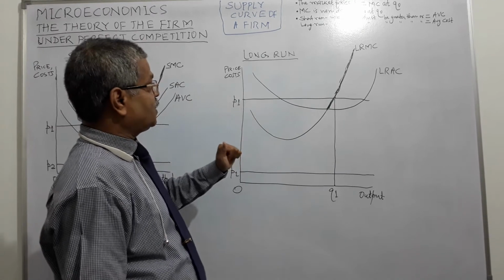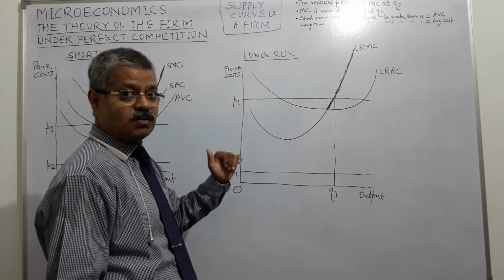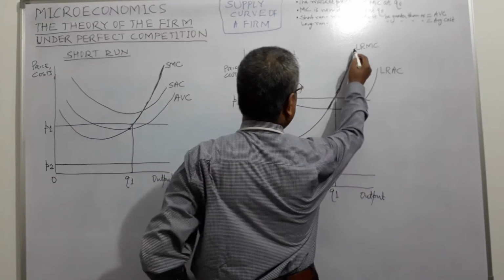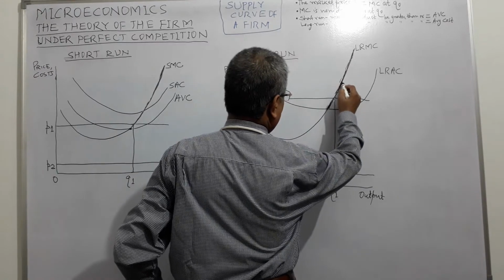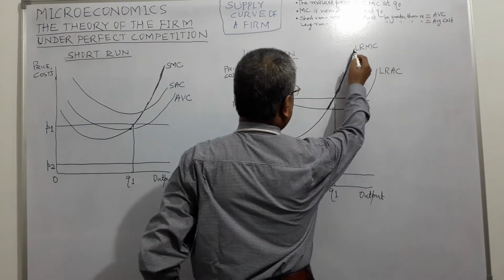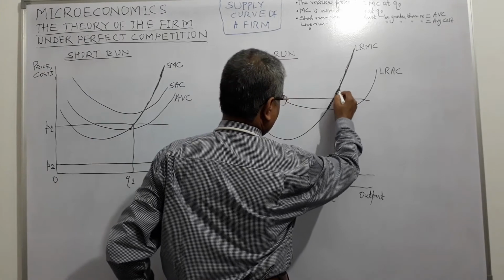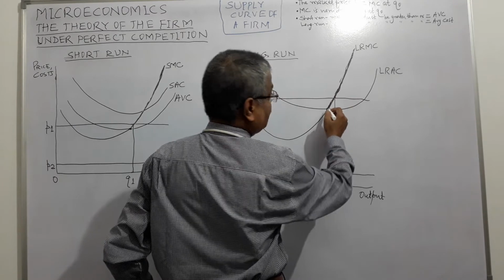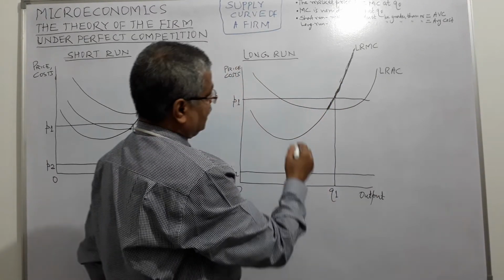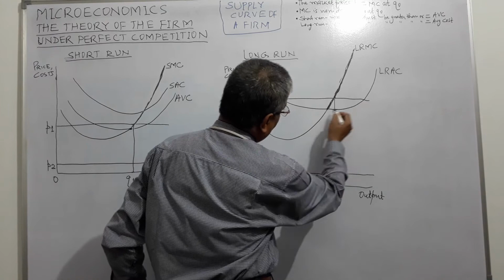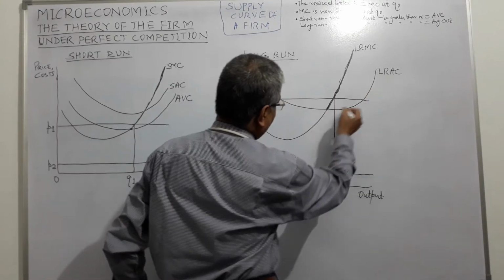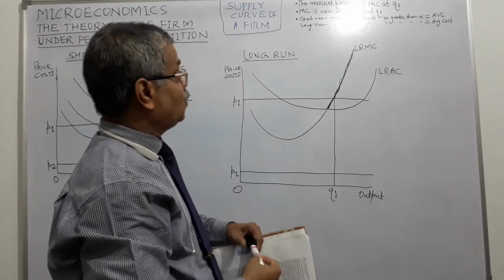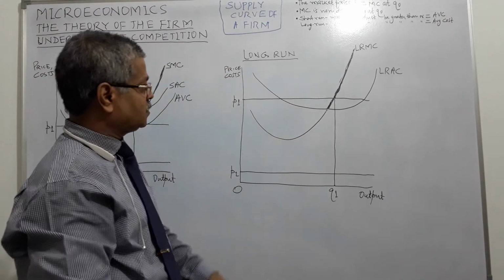Similarly, when we go to the long run and we talk about shutdown point, once again, when we move down the long run supply curve, we had discussed that this bold line is the long run supply curve. When we move down the long run supply curve and come to the lowest point of the long run average cost curve, that's the long run shutdown point.